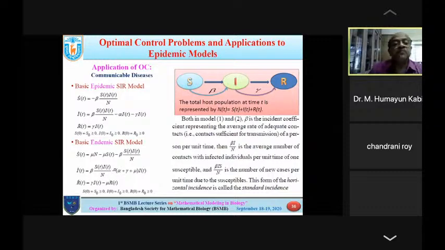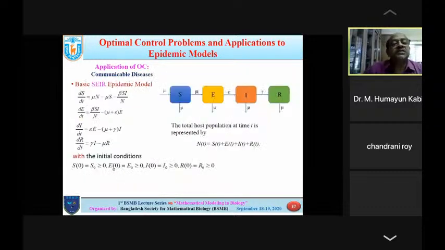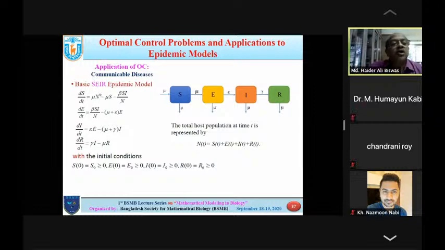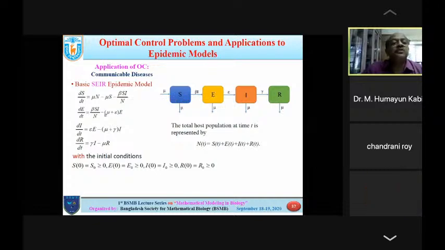This is the more general form of the SIR model. One component is included here: exposed. Exposed individuals have a latent period for the virus to show the syndrome. When the virus is inside the body, it takes some days to show the syndrome and to become infectious. Then the patient is infected and becomes recovered.